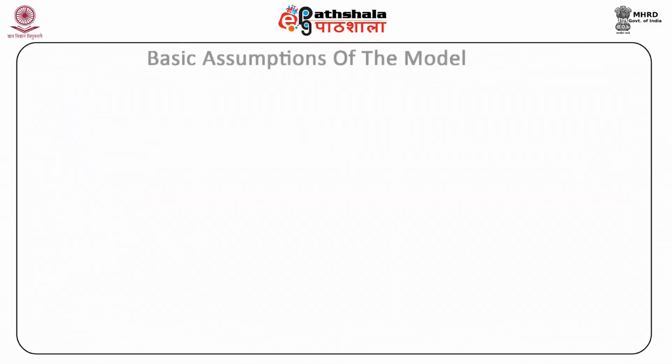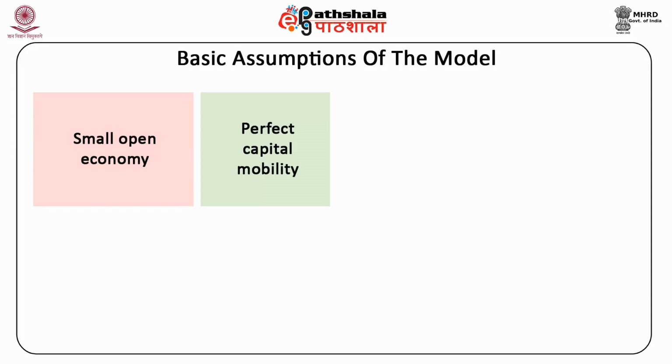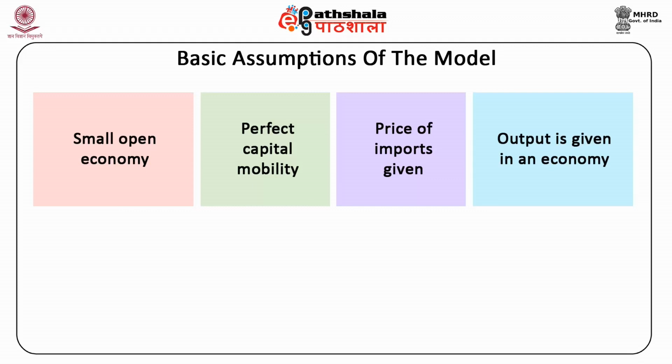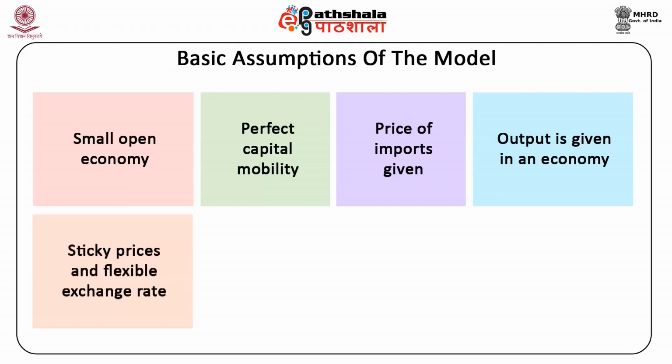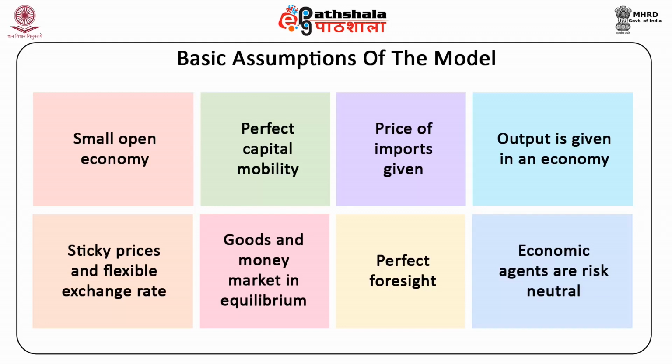The Dornbusch exchange rate overshooting model assumes that the economy is operating in the short run, and it rests on some basic assumptions. First, small open economy. Second, perfect capital mobility. Third, price of imports given. Fourth, output is given in the economy. Fifth, sticky prices and flexible exchange rate. Sixth, goods and money markets in equilibrium. Seventh, perfect foresight. Eighth, economic agents are risk neutral.